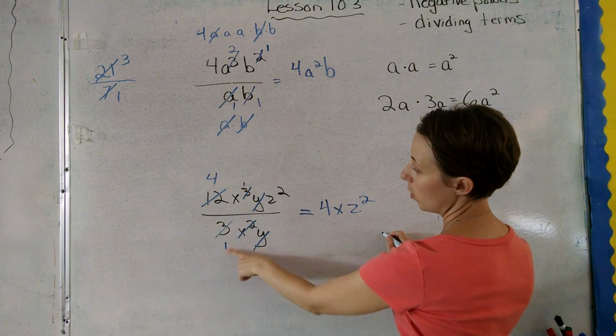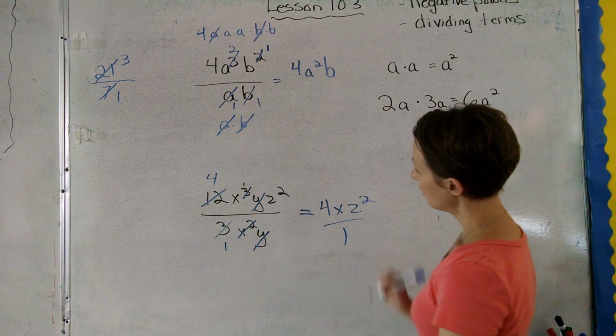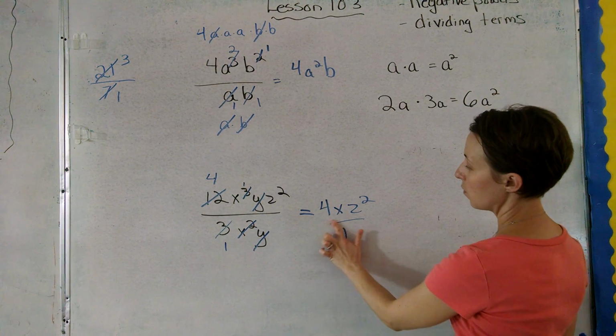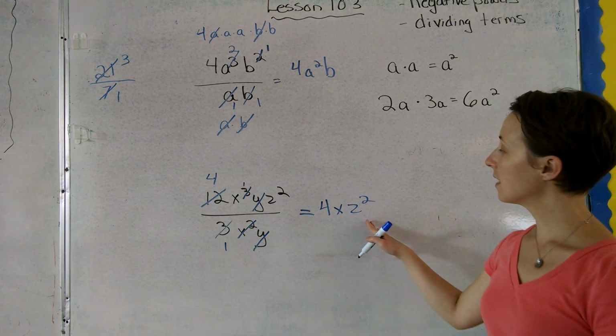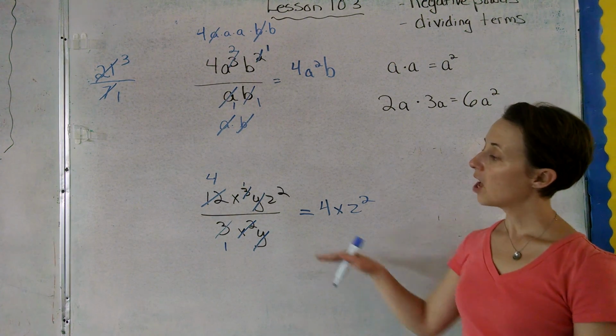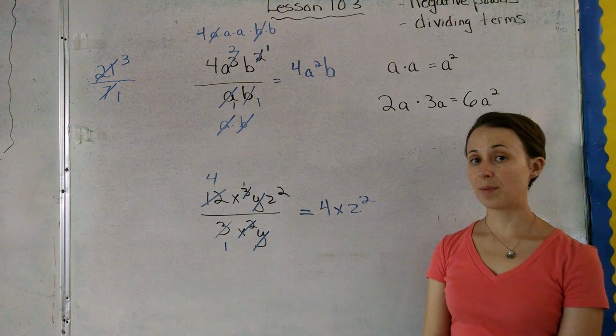Divided by 1 times 1 times 1, that's 1. Divided by 1 would not be simplest form. The simplest form would just be to leave it as 4xz squared. Use the same format to find the simplest way to write your problems today.